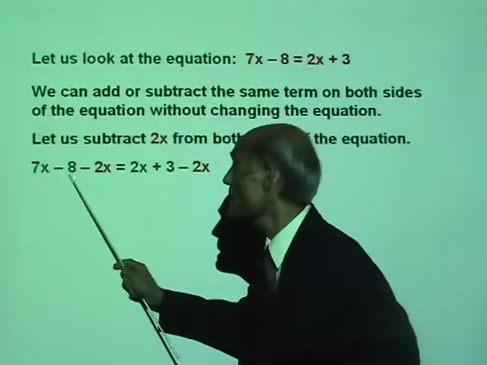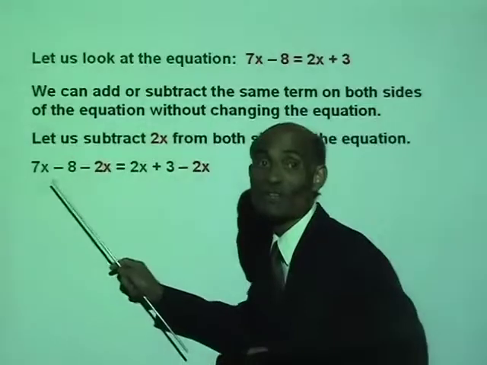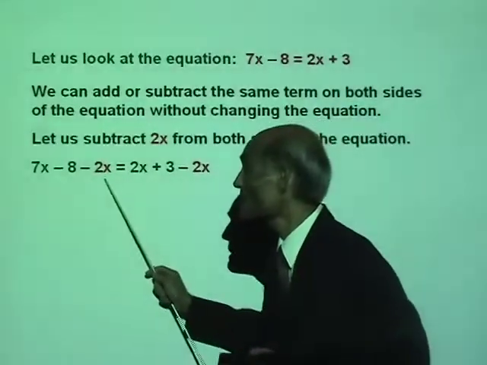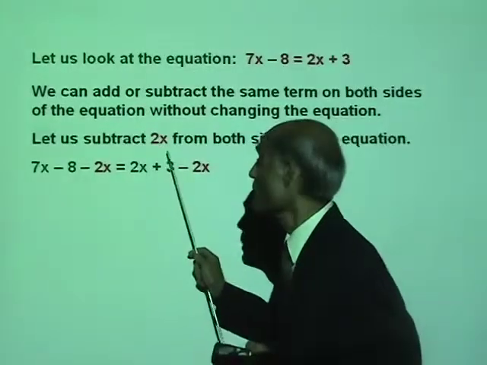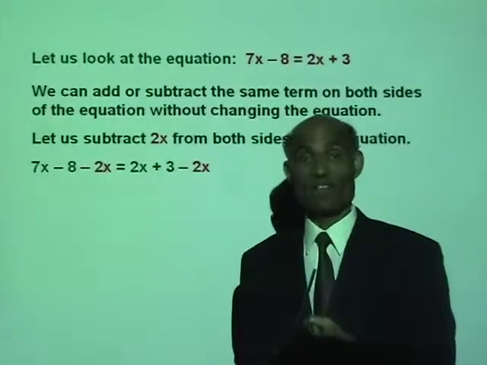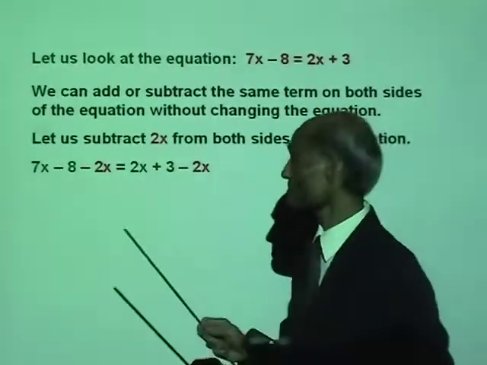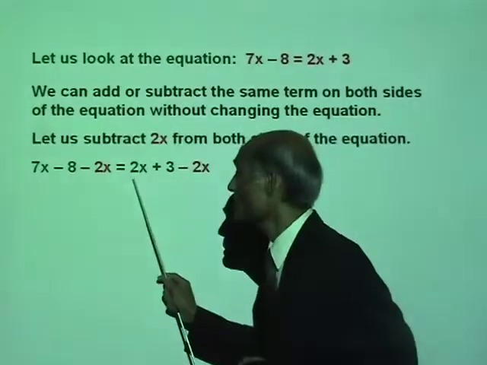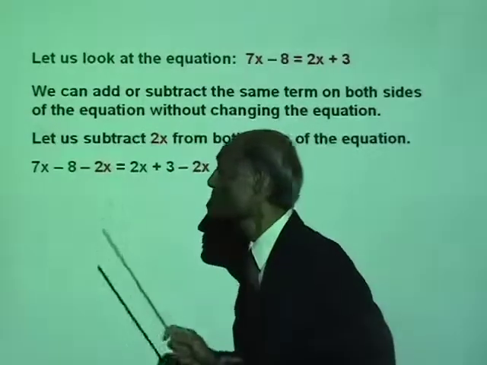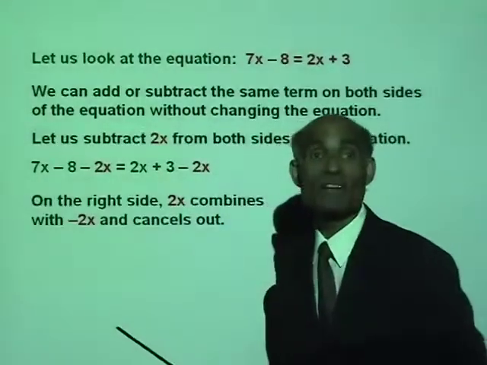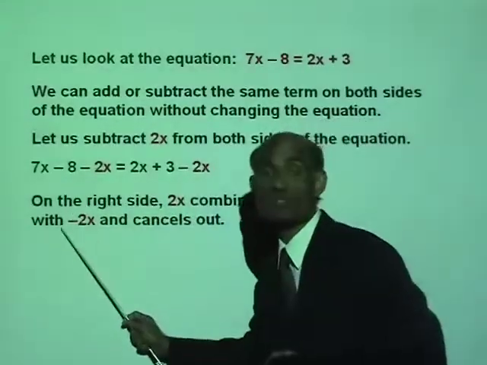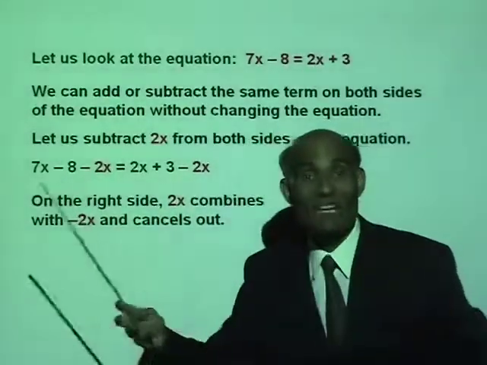Alright, look at the green parts of the equation. They are the original terms of the equation. I have now subtracted a 2x from the left side, also subtracted a 2x from the right side. Now, what has this made? On the right side, 2x minus 2x will be 0. That 2x and minus 2x will cancel. On the right side, 2x combines with negative 2x and cancels out.